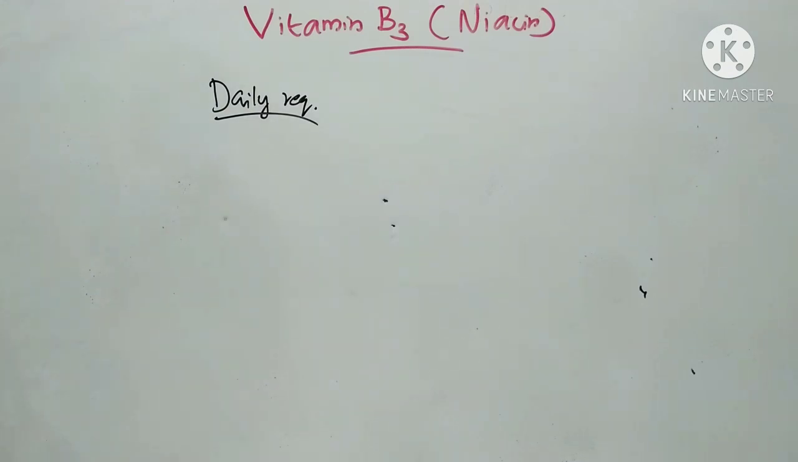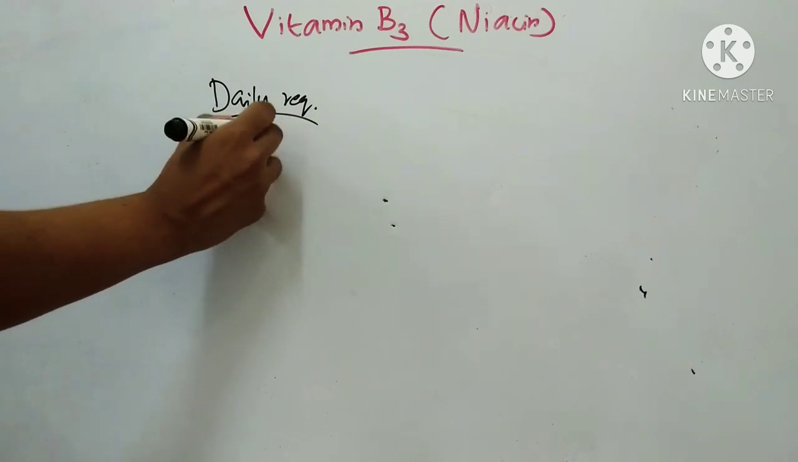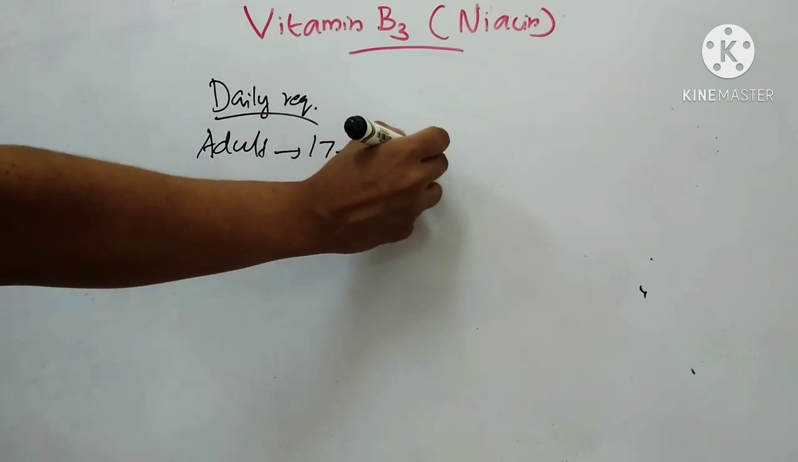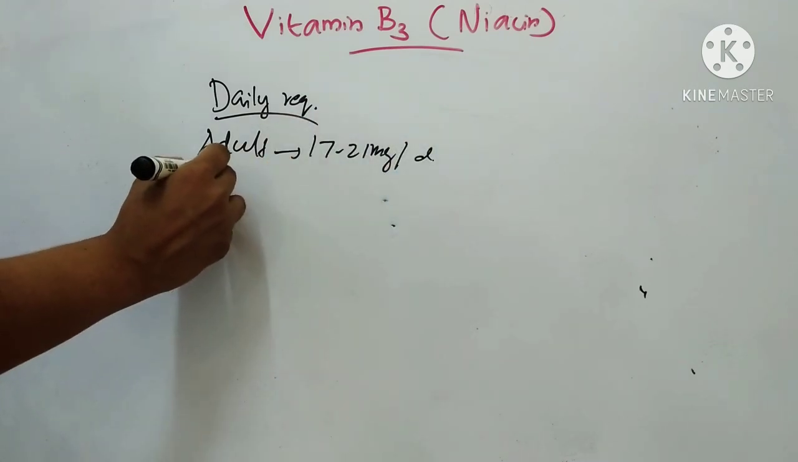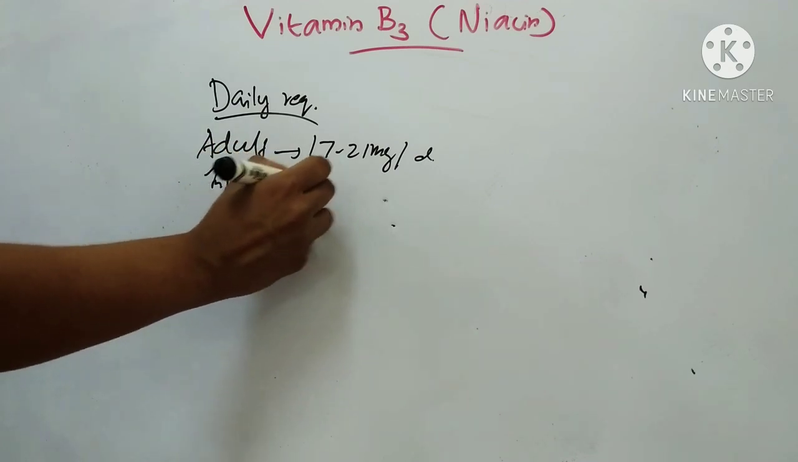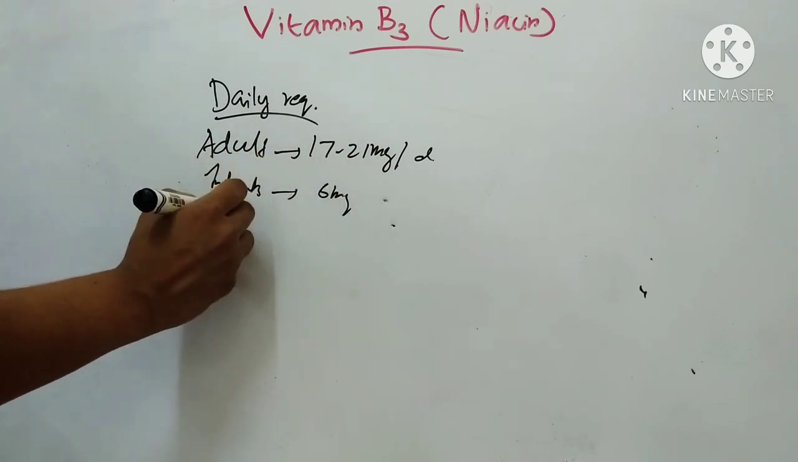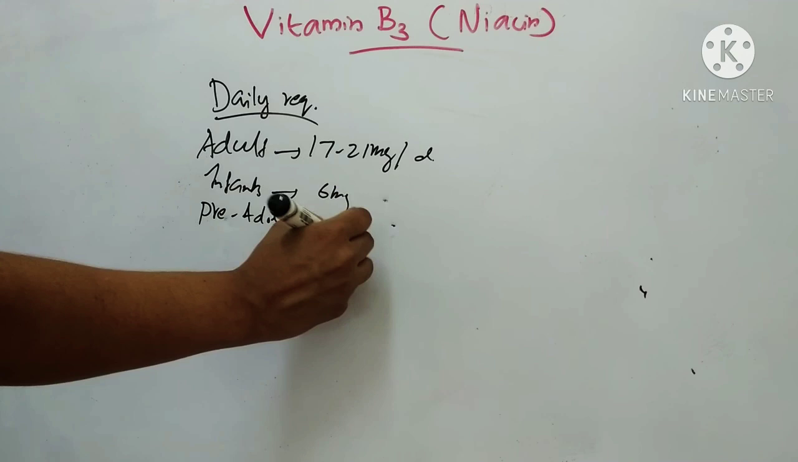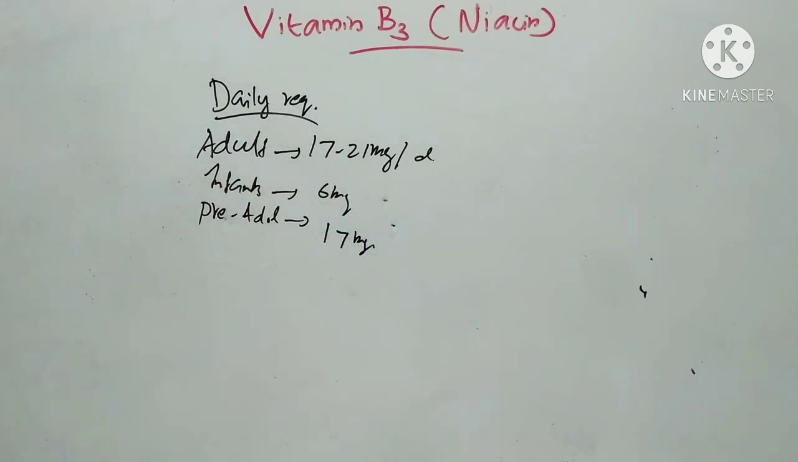Daily requirement in adults is about 17 to 21 mg per day. In infants it is about 6 mg daily. In pre-adolescents it is about 17 mg daily. Requirement increases with increased calorie intake or expenditure, then in acute illness or early convalescence, after severe injury, infection and burns, with a high corn or maize diet, and in pregnancy and lactation.